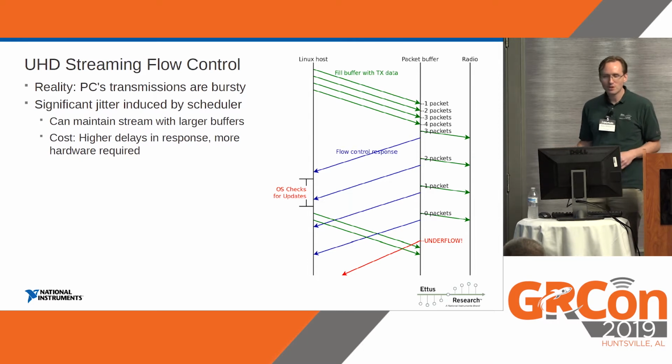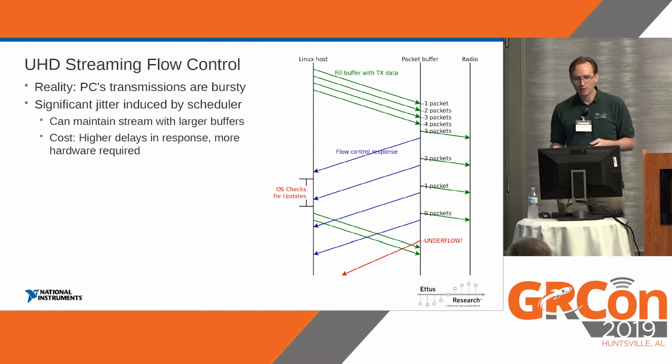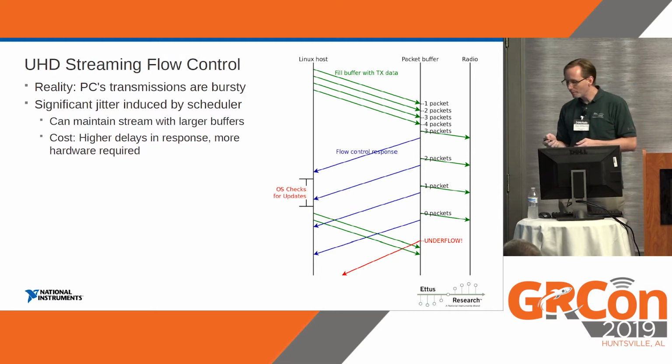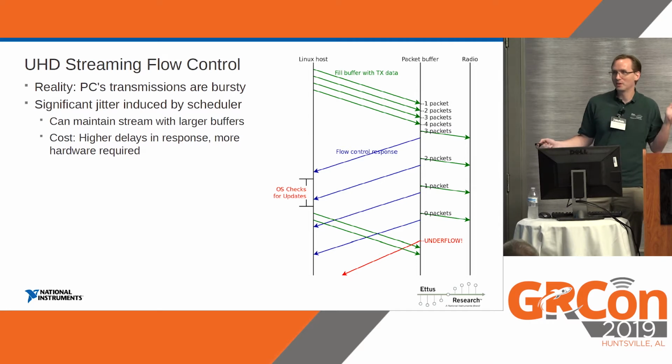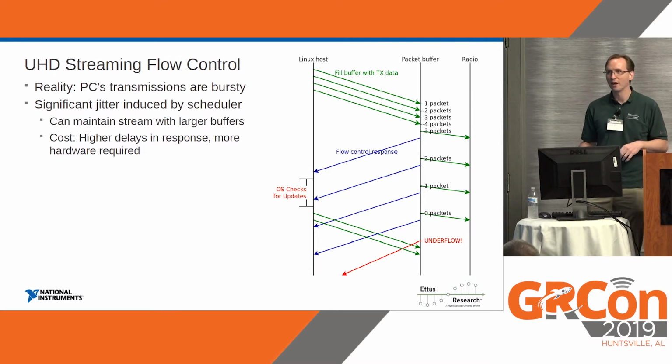Unfortunately, transmissions are bursty, and we don't have complete control over the whole machine. So you can get a lot of jitter induced by the scheduler and other things that are happening at the time. For example, this is a cheesy one, but what if we got this flow control response and uh-oh, the OS needed to check for updates and we just can't do our thing. Well, what you see is we couldn't process that response in time, and then we couldn't send a packet until it was too late. We got our underflow, and then we had some junk sent out over the radio.